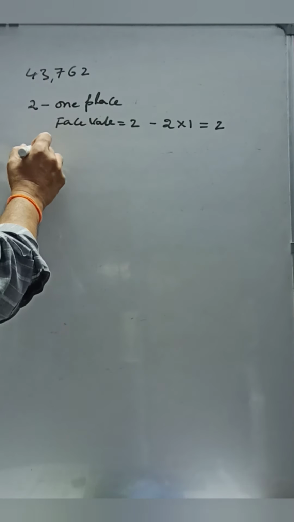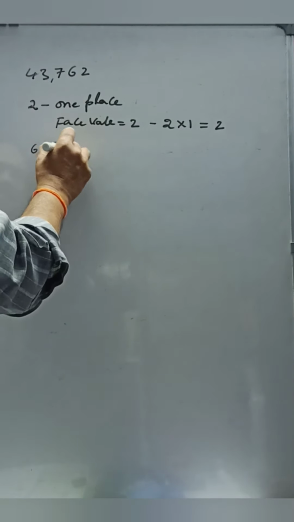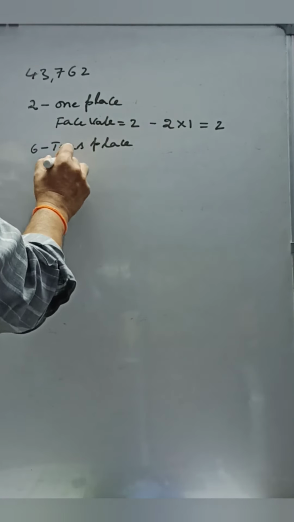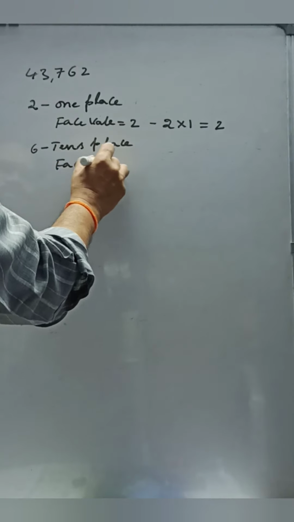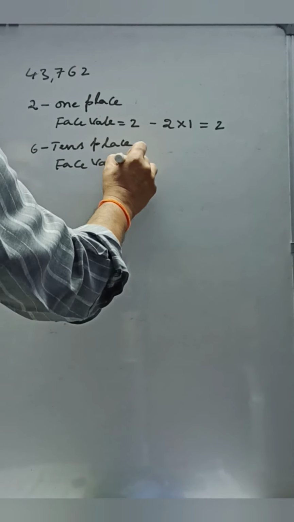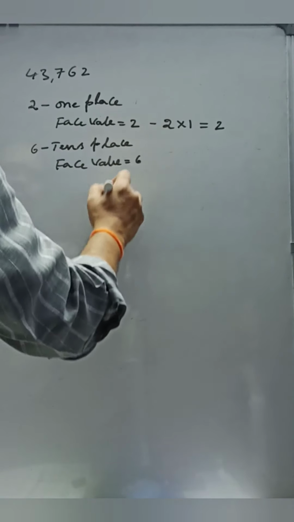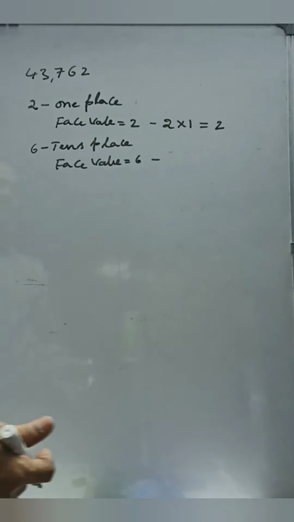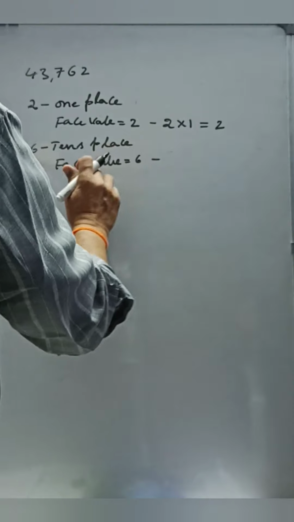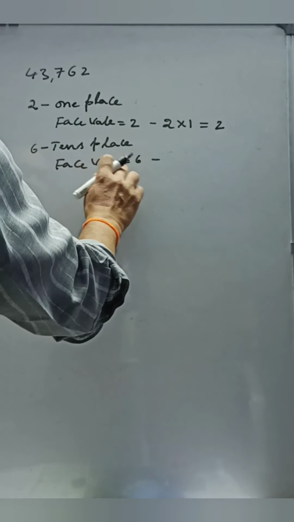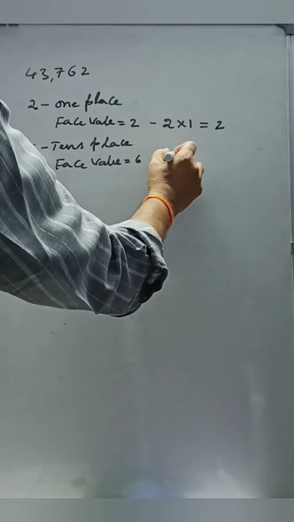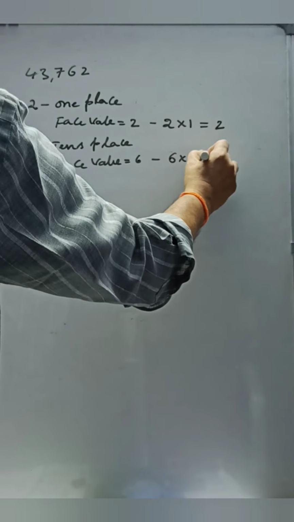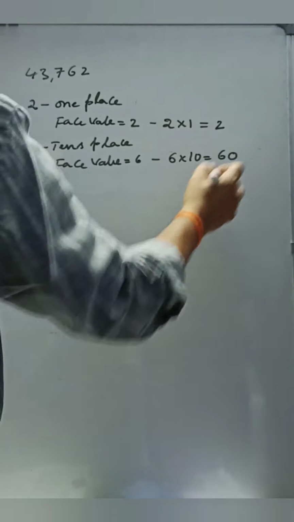Where is 6? 6 is in tens place. The face value of 6 is 6. Face value is the number itself. And its place value is given by face value into the place. The face value of 6 is 6 and it is in the tens place, so 6 into 10. 6 tens are 60.